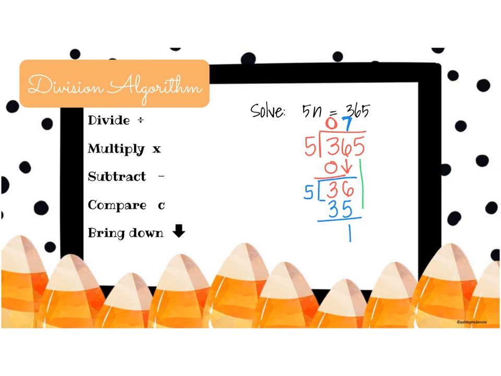So then bring down the 5. My new problem looks like this. How many times can 5 divide into 15? 3 times. What is 5 times 3? 15. Exactly 15. So my answer is 73.